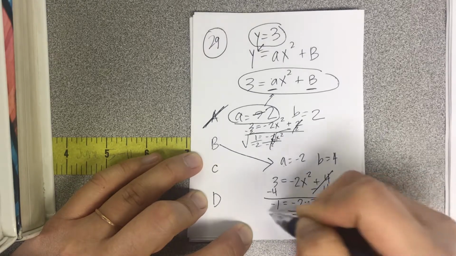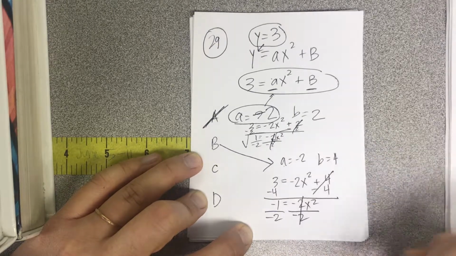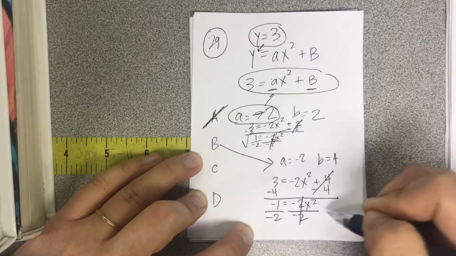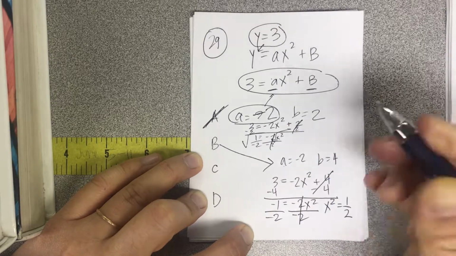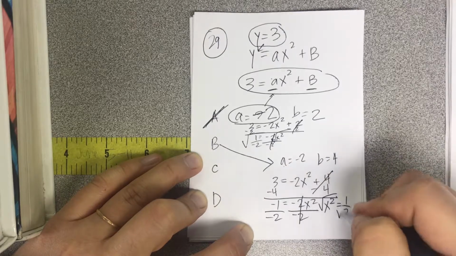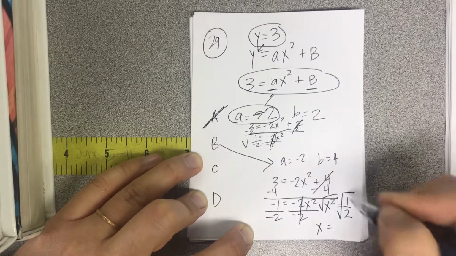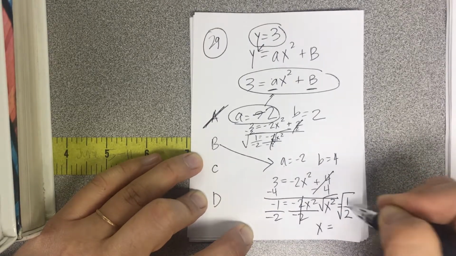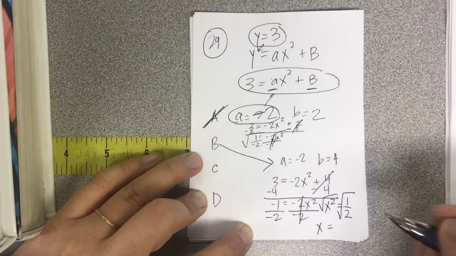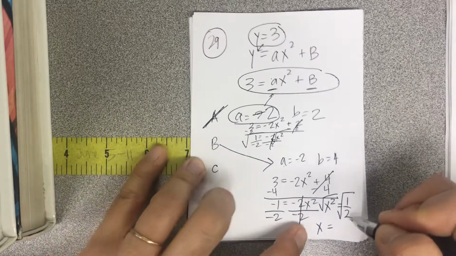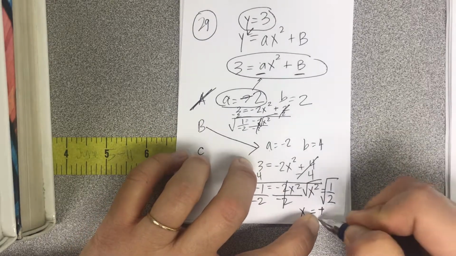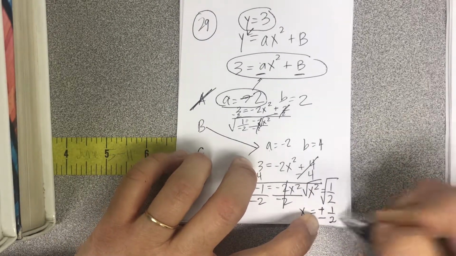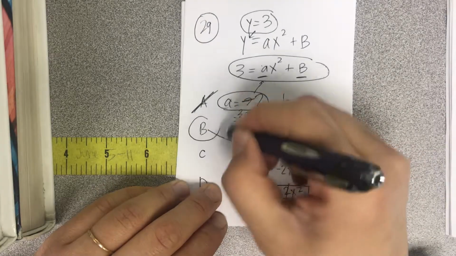Divide out the -2, divide out the -2, and now you get x squared equals 1/2. For this one, if you square root it to find x, because there is no negative number in here, it's going to be a real solution. And it does have two different solutions: one is going to be plus and the other minus the square root of 1/2. And that is why B works.